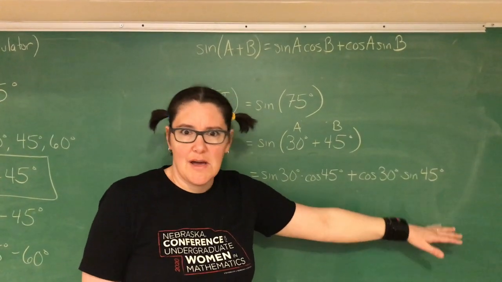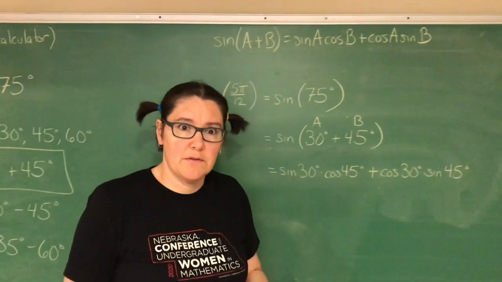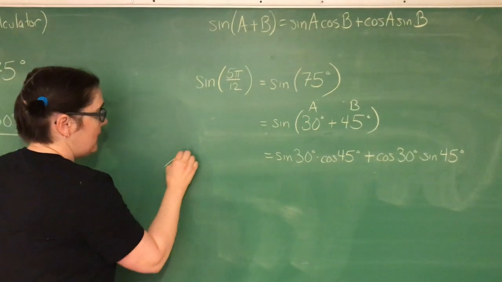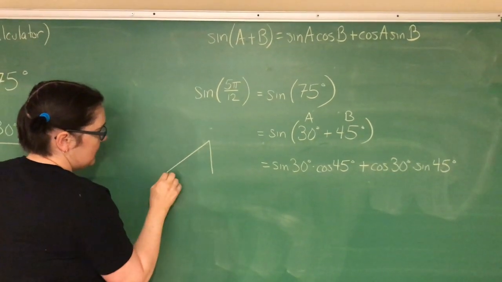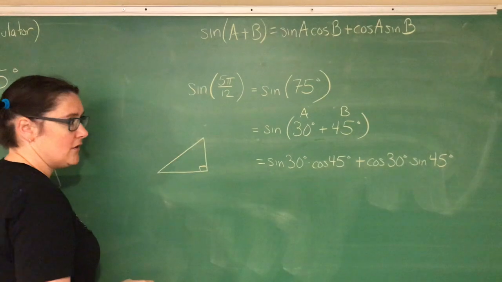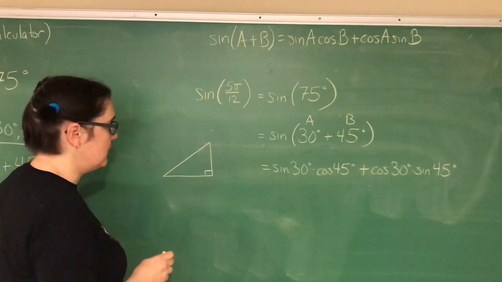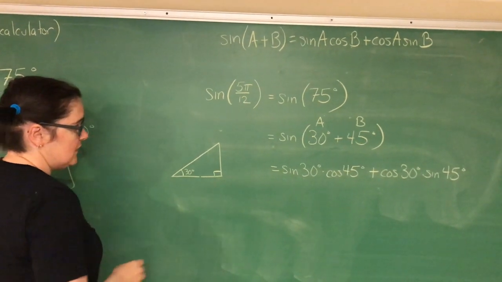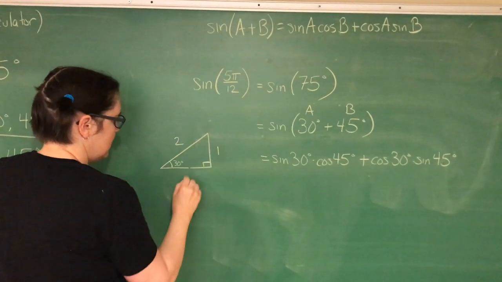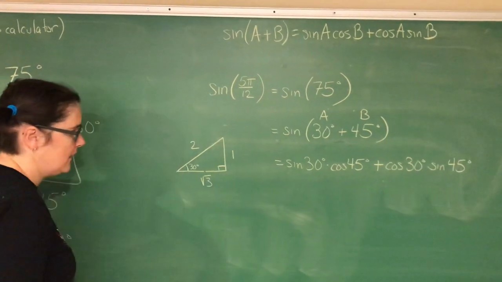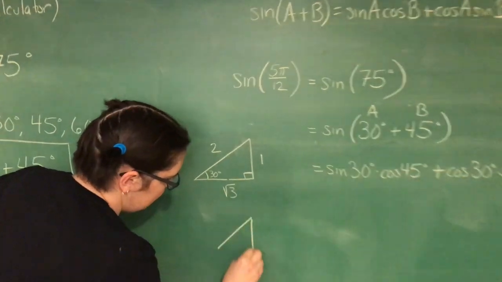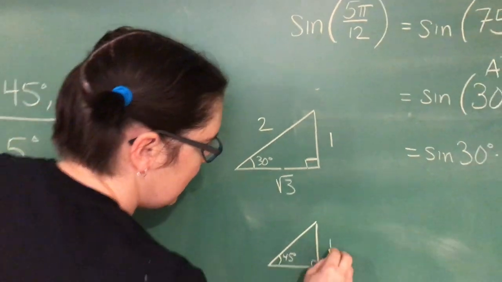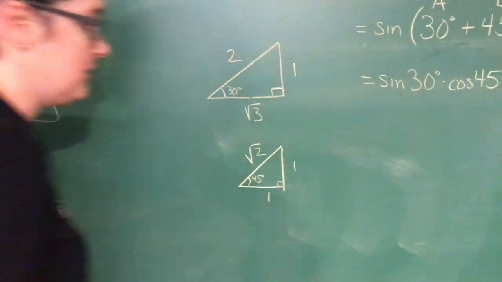If I have each of these values memorized, I can just write them down. If I don't, I might refer to a unit circle with the ordered pairs on there, or I can draw my 30-60 right triangles. However I choose to figure out or write down the sine of 30 degrees, the cosine of 45 degrees is totally fine. So I like to draw the triangles. So for the 30-60 triangle, we have sides 1, 2, and square root of 3. And for the 45-45 right triangle, I have sides of 1, 1, and square root of 2.